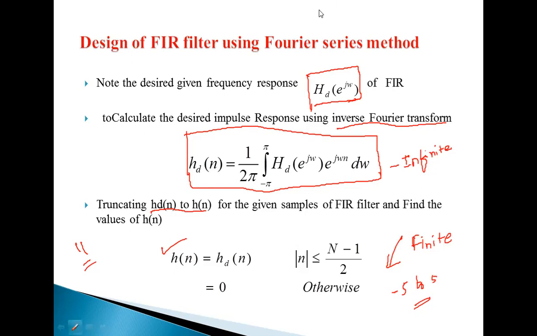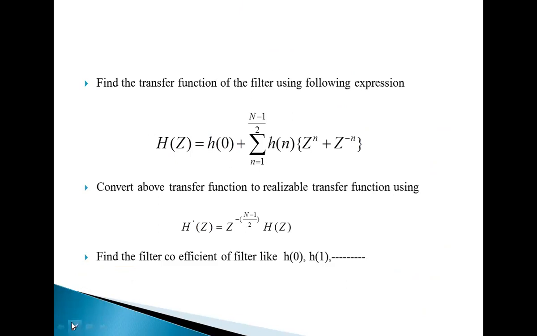What is the Z transform definition? H of Z equals summation n equals minus infinity to infinity of h of n Z power minus n. As we are truncating this value, we write it as n equals minus n minus 1 by 2 to n minus 1 by 2, right?